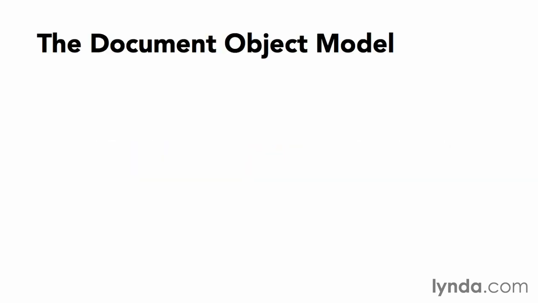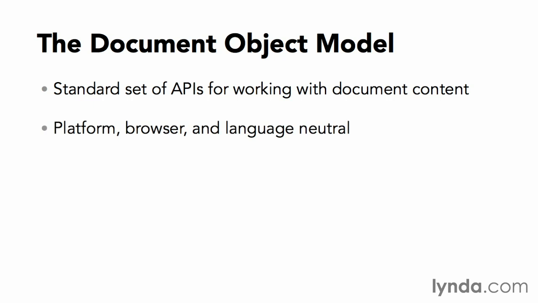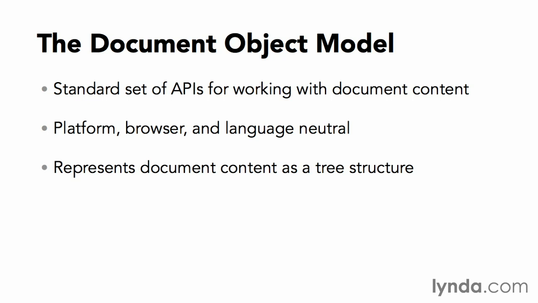The Document Object Model is a standard set of APIs or functions for working with document content. It's platform, browser, and language neutral. The examples I'll be showing you here use JavaScript in a browser, but there are DOM implementations for other languages as well, like Python and Java and C# and so on. The DOM represents the document content as a tree structure, and the contents of the tree are called nodes.